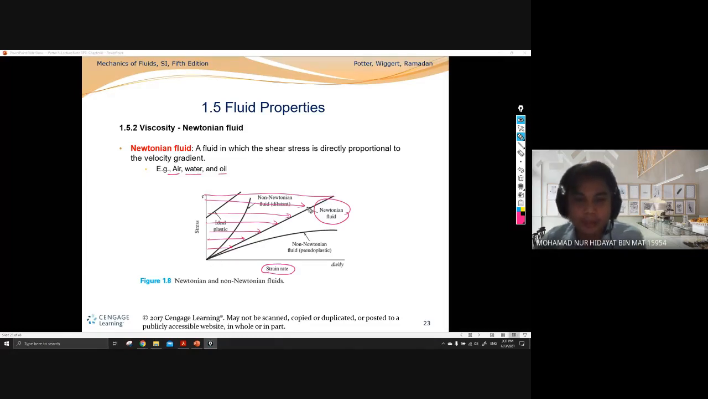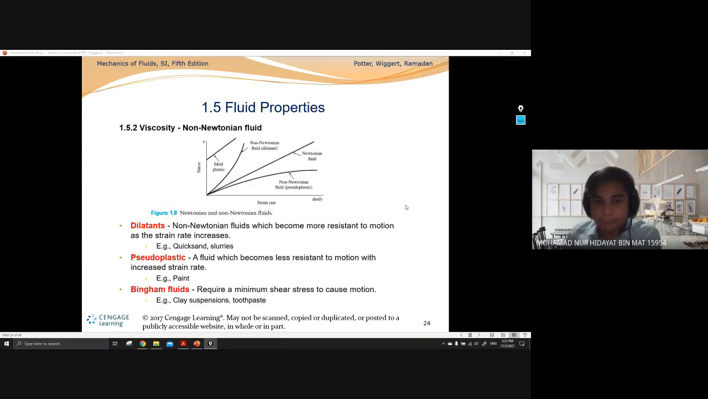When we apply a shear stress, the motion of the fluid is not a straight line. The velocity profile is not a straight line. That is what we call non-Newtonian. Newtonian is the straight line. Can you see here the one that I explained to you previously, the velocity profile? That is the straight line. When it is a straight line, we consider it a Newtonian fluid. This is just an example, the dilatant and all kinds of non-Newtonian.